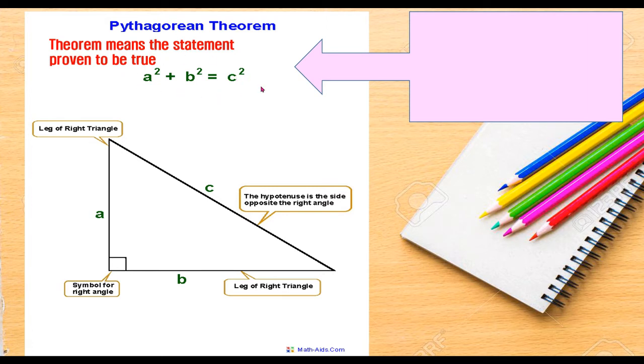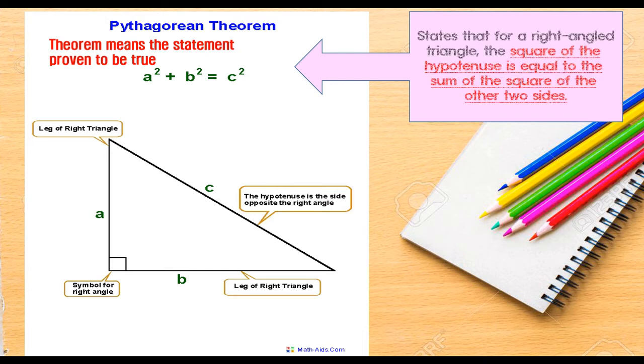Then this is the hypotenuse theorem. When we want to state the hypotenuse theorem, this is the way we write it. It states that for a right angle triangle, the square of the hypotenuse is equal to the sum of the squares of the other two sides.